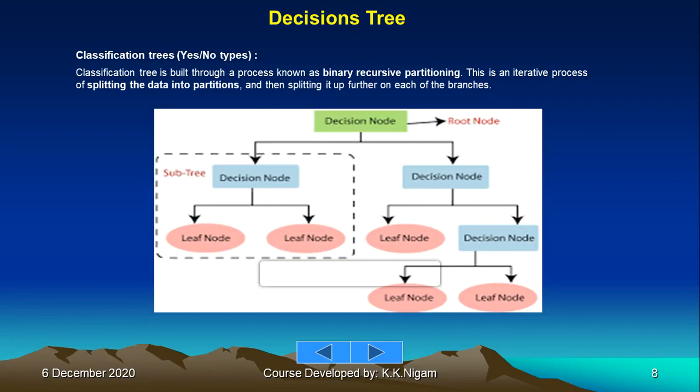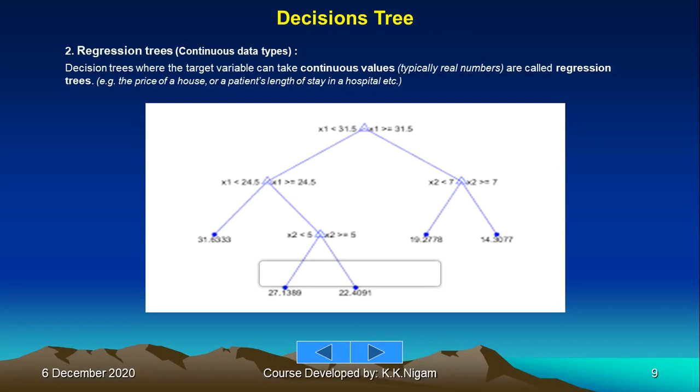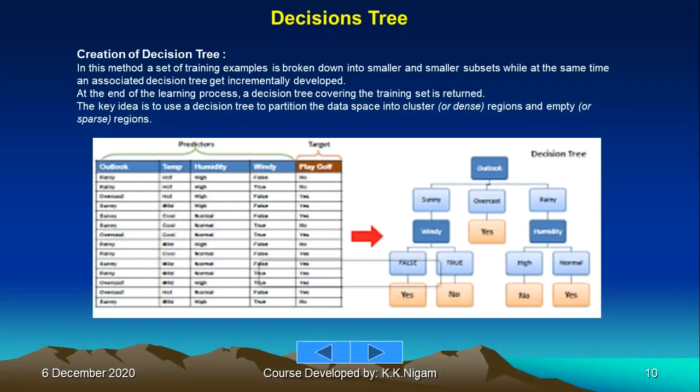A classification tree is built through a process known as binary recursive partitioning. This is an iterative process of splitting the data into partitions and then splitting it further on each of the branches. Regression trees deal with continuous data types. Decision trees where the target variable can take continuous values, typically real numbers, are called regression trees. For example, the price of a house or a patient's length of stay in a hospital. These are classic examples where decision trees can be applied.